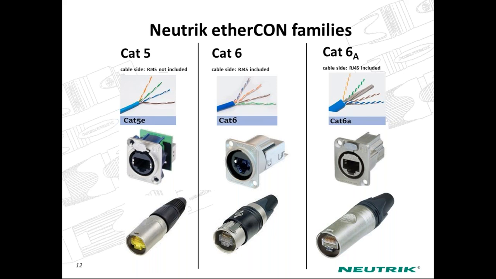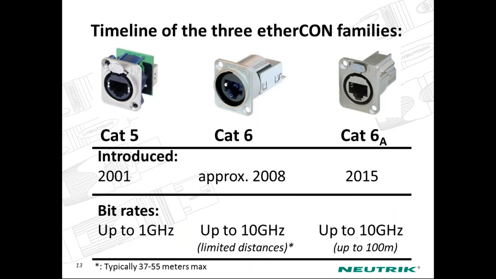Let's move on here and take a look at the timeline of these three families. So, as I said, Cat5 was our original line, introduced in 2001. Here we see the bit rates again down at the bottom. Cat6 we introduced around 2008, and Cat6a in 2015. We're going to talk about the confusion that this can cause, because now you've got all these different options. Ugh, it's almost better not to have more options.